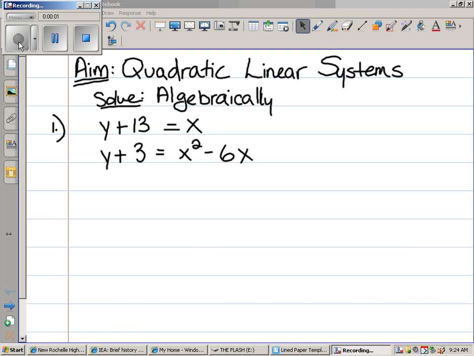Oh, good. Nice. Today we're solving quadratic linear systems. Specifically, we're going to solve them algebraically. Do you want to see what the answer looks like in a picture? Or it's just so you have an idea of what you're solving for?